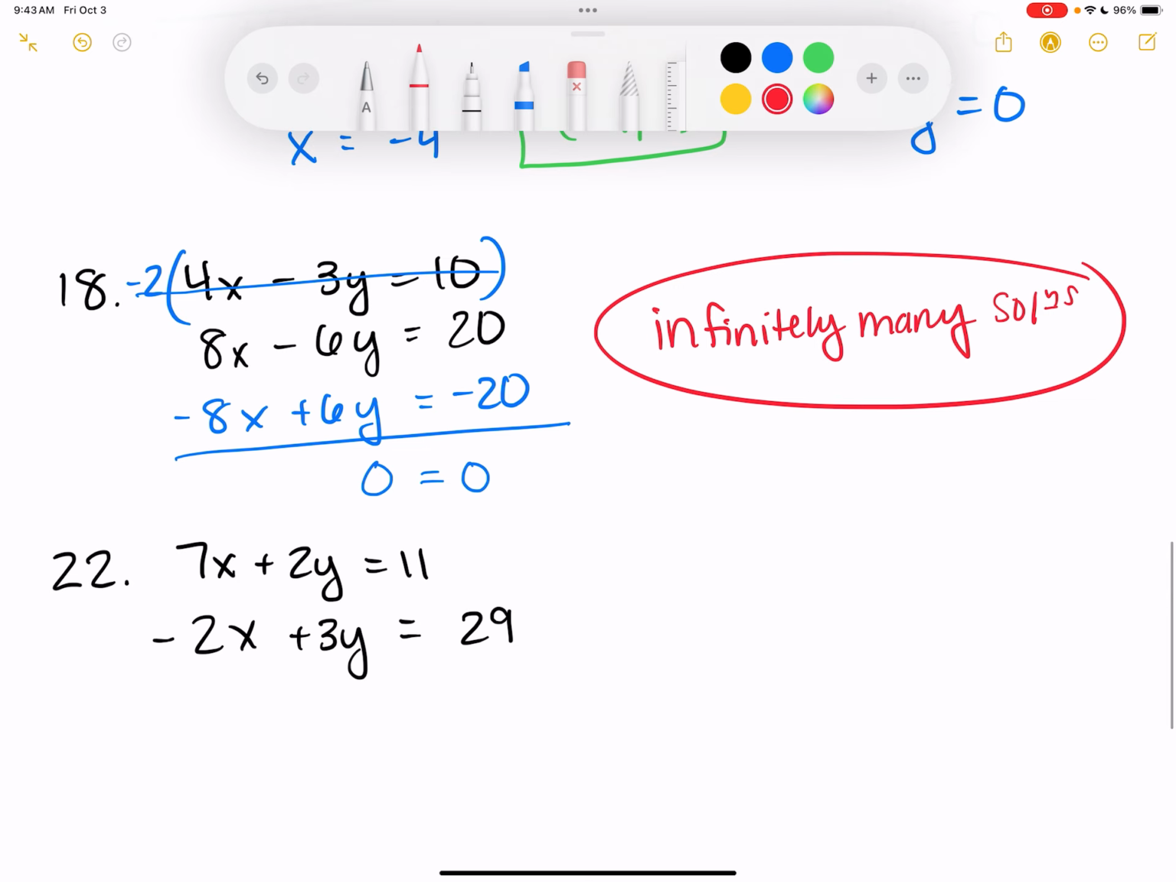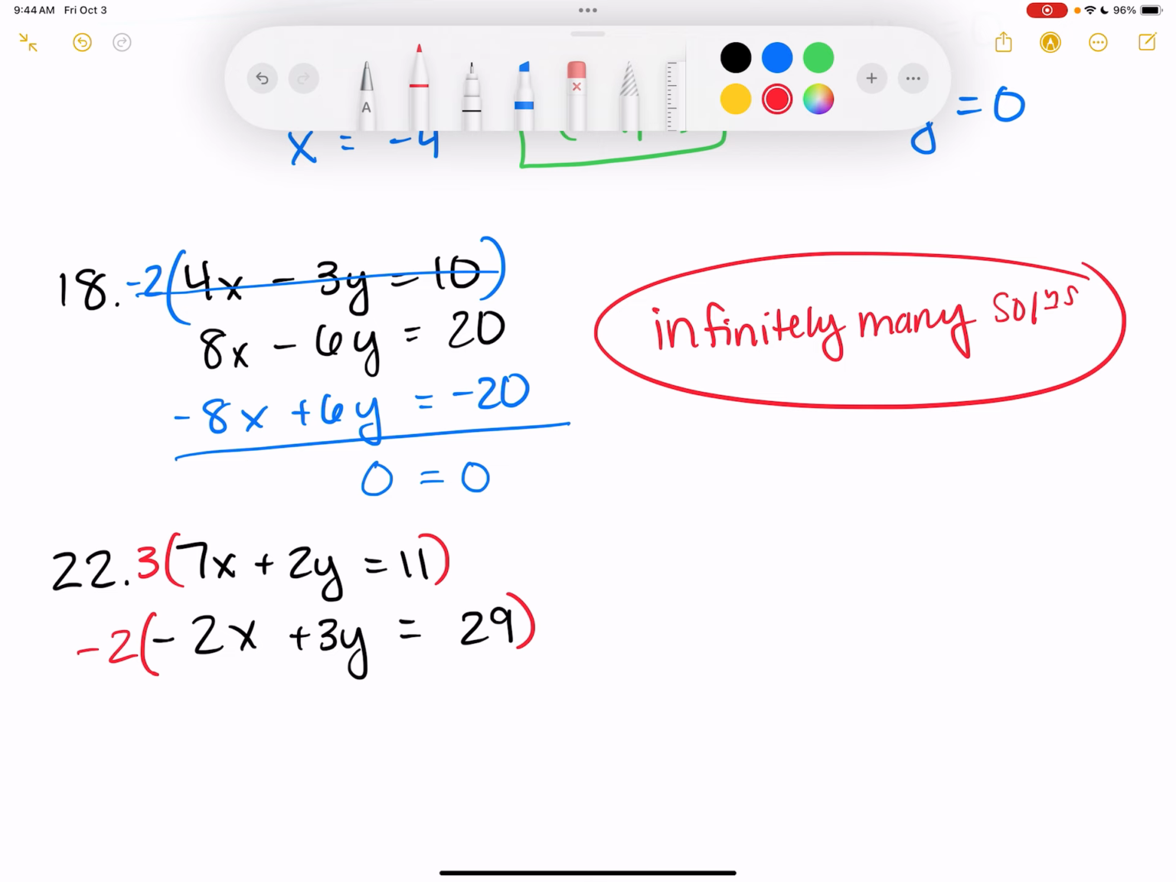Okay. I'm going to multiply the top one by 3. Wait and see what that is. And I'm going to multiply the bottom one by negative 2. I could do the top one by negative 3 and the bottom one by positive 2. It doesn't matter. I need opposite signs, and I need these to have the same number. So 3 times 2 is 6. Negative 2 times 3 is negative 6, so they're going to be opposites.